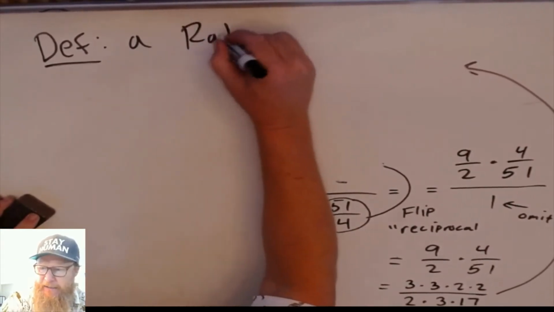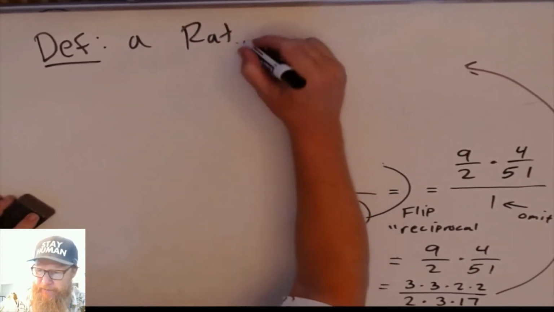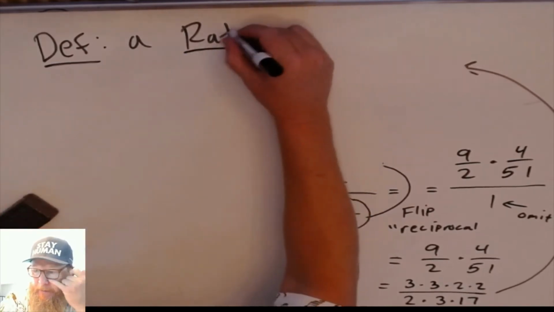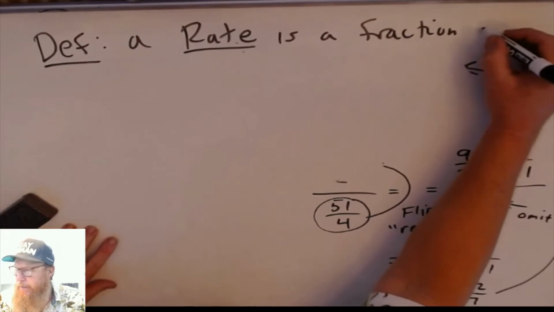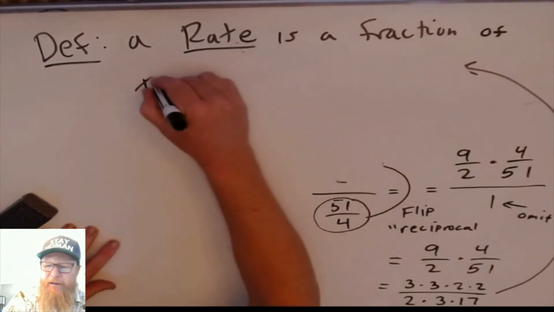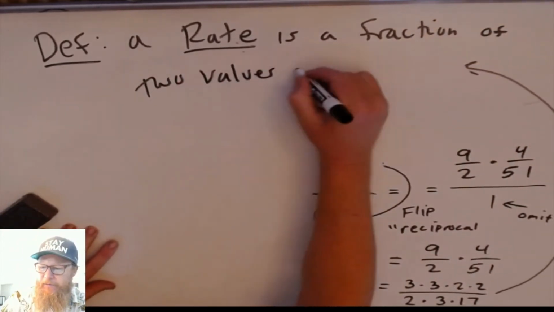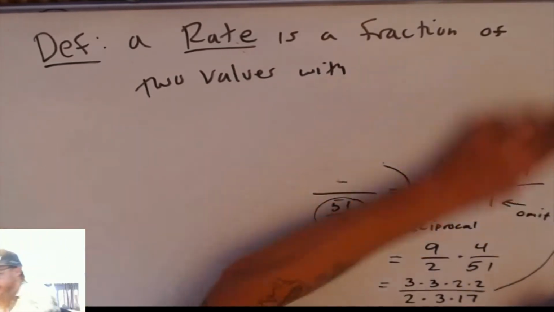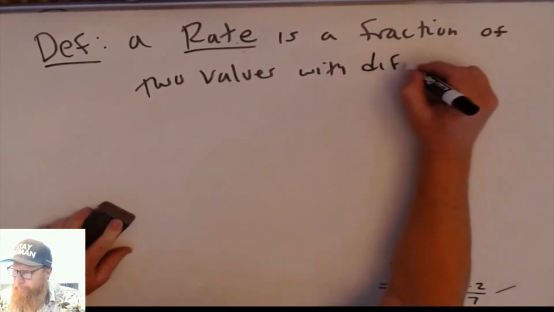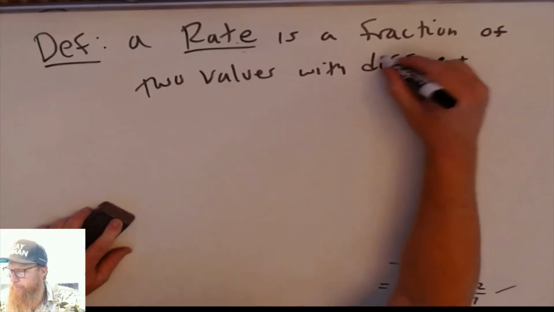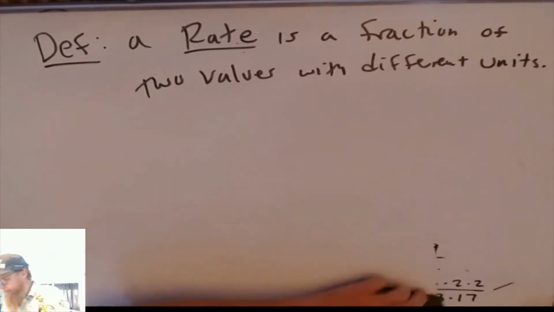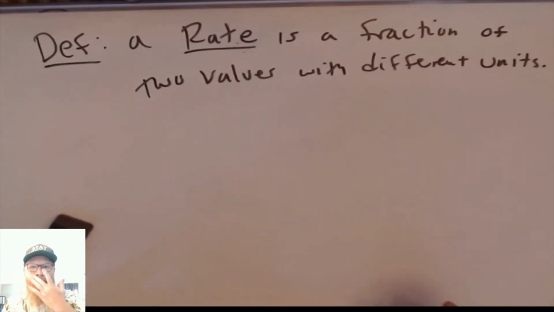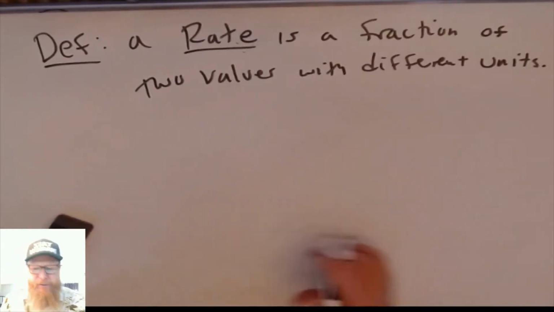A rate is a fraction of two values with different units. That's a rate. A fraction of two values with different units.